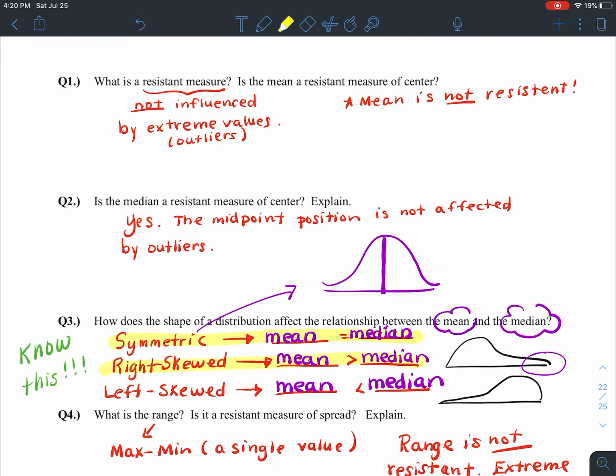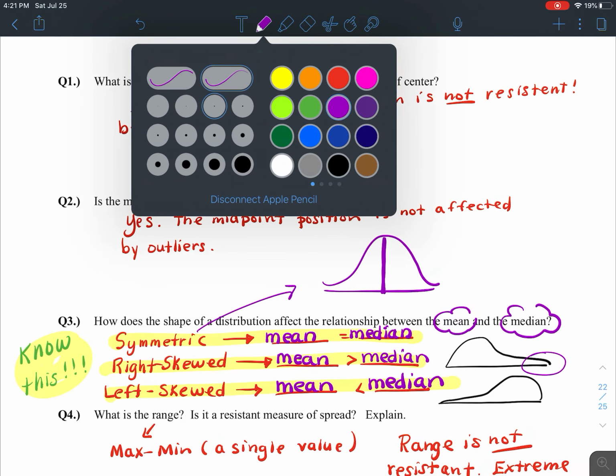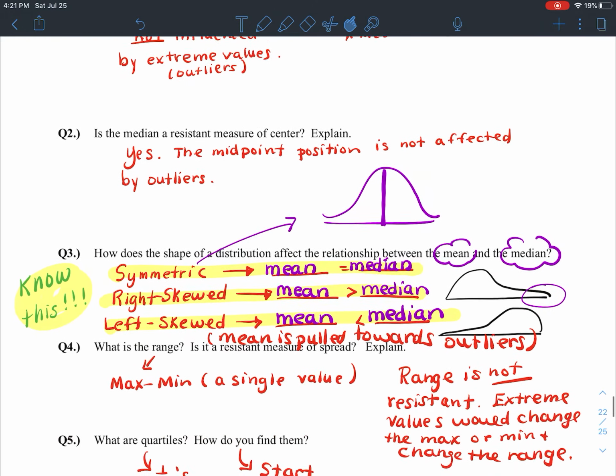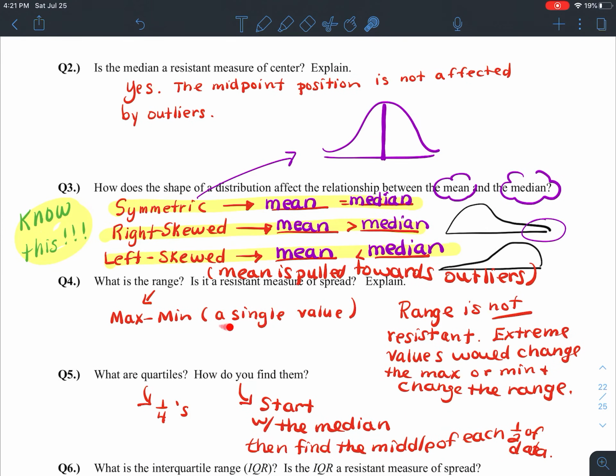These ideas right here, you're going to need to go back and read this over, commit this to memory. This is very, very important that you have a good working knowledge of, and here's how I just kind of remember this. The mean is pulled towards outliers. So it's pulled out into the tail, whereas the median is not. All right, what is the range? That is simply max minus min. It is a single value. It wants to know if the range is resistant. The range is not resistant. If you throw an extreme value into your data set, it would change what your max or your min is, and that in turn will definitely change your range.